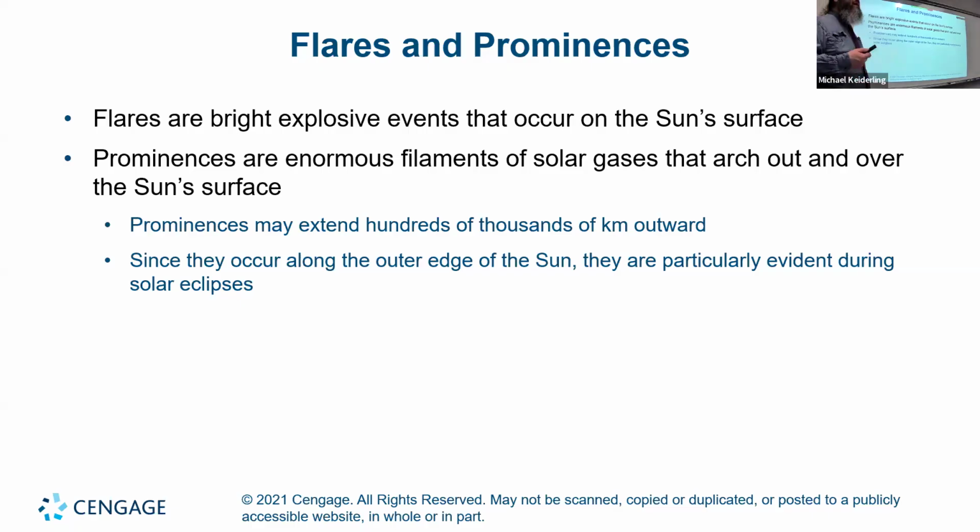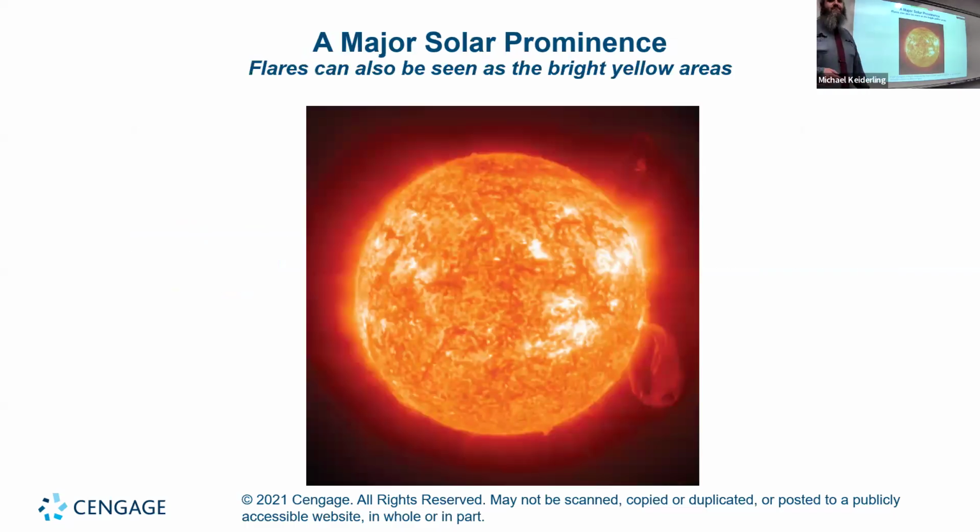There are also more dramatic structures than sunspots that occur. There are flares and prominences. Flares are bright explosive events that occur on the sun's surface. And prominences are enormous filaments of solar gas that arch out and over the sun's surface. They're super dramatic. They can extend hundreds of thousands of kilometers outwards. And because they occur along the outer edge of the sun, they're particularly evident during solar eclipses. So here's a major solar prominence over here, this huge arc of gas coming out. And also the bright yellow areas are flares.